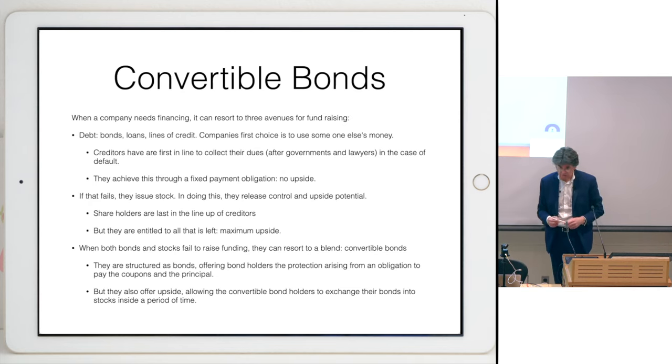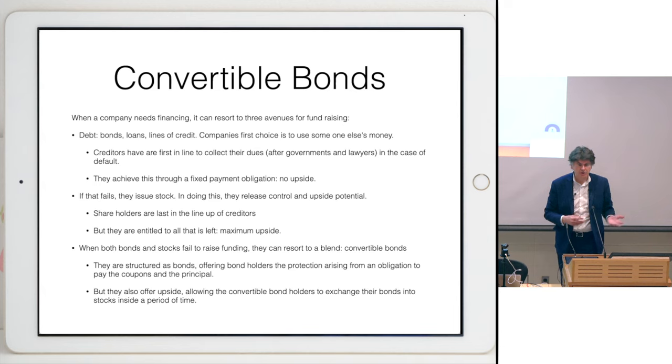Convertible bonds are securities which companies with bad credit issue. If you have good credit and you need money, you borrow by issuing bonds or taking loans. If your credit is not so good, that's not going to work, and you may have to resort to issuing stock. But sometimes even that doesn't work. Then you have to resort to a third type of security, which has, for the investors, the best thing that bonds have, which is security and collateral, and the best thing that stocks have, which is upside. They're typically structured as a bond that the holder can use to exchange for stocks at some point in time.